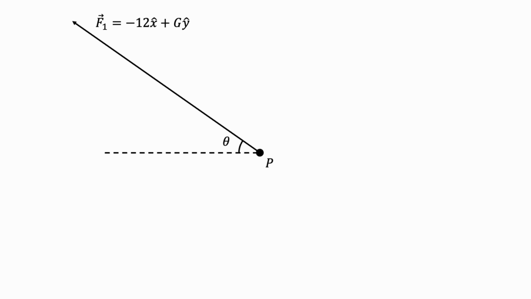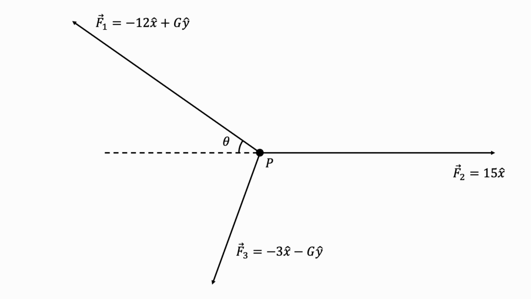In this video, we want to solve the following problem. Given a particle located at the origin, let F1, which equals minus 12x hat plus gy hat, be a force acting on the particle at an angle of theta above the negative x-axis. F2, which equals 15x hat, be a second force acting along the positive x-axis.